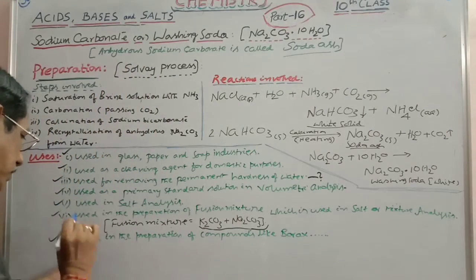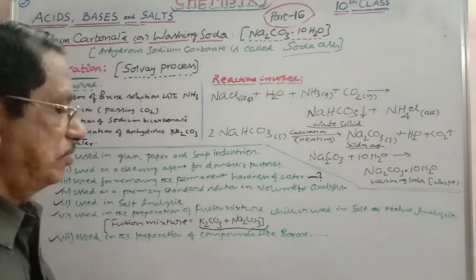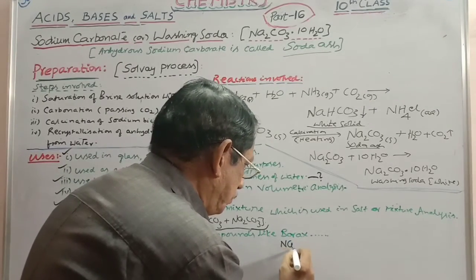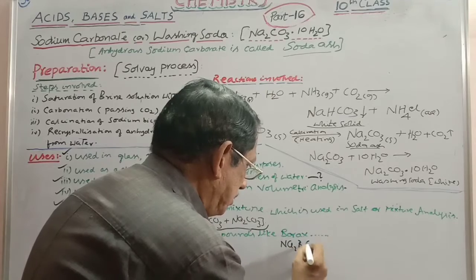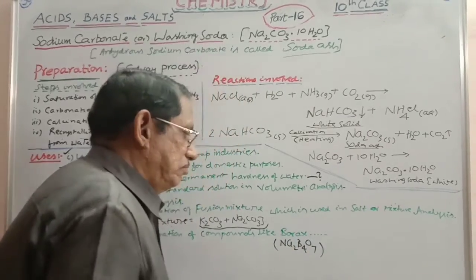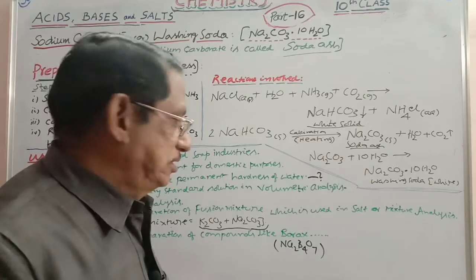And next, it is used in the preparation of compounds like borax. What is borax here? Na2B4O7. Simply I am writing the formula, not the water molecules here. Sodium tetraborate, sodium borate, Na2B4O7 is borax.